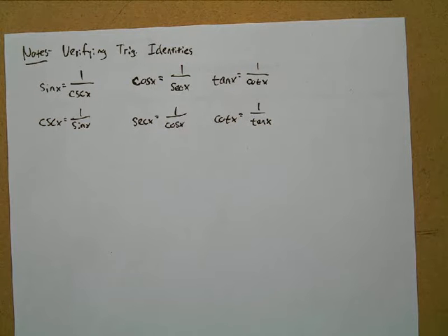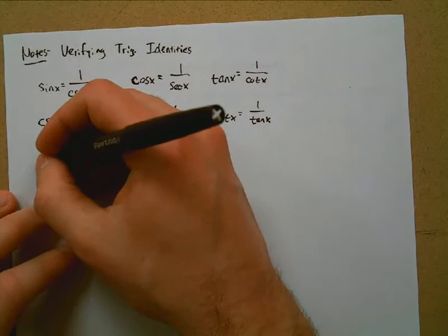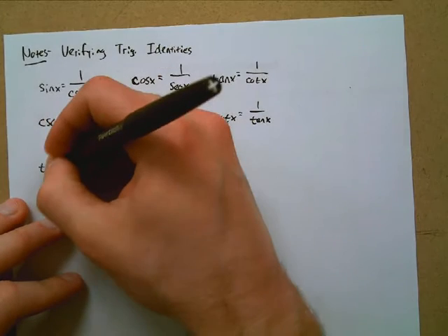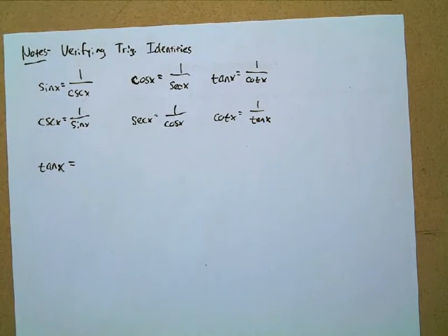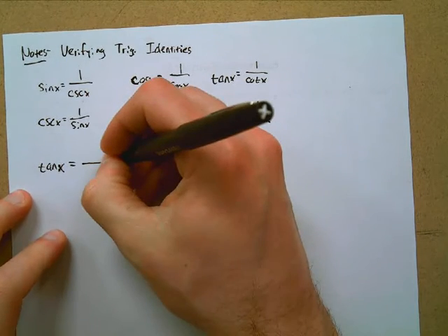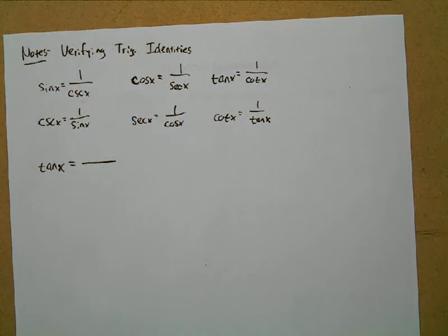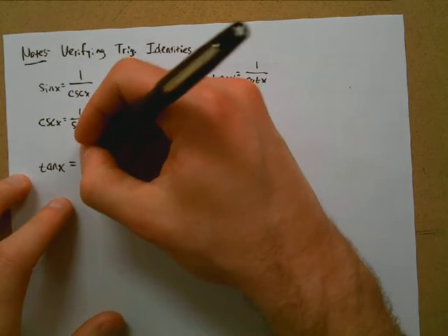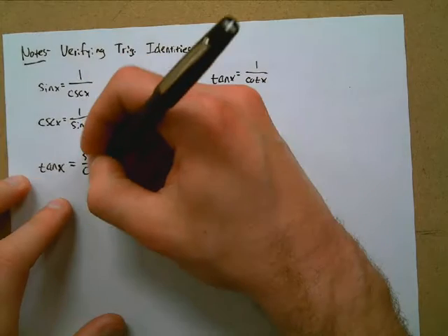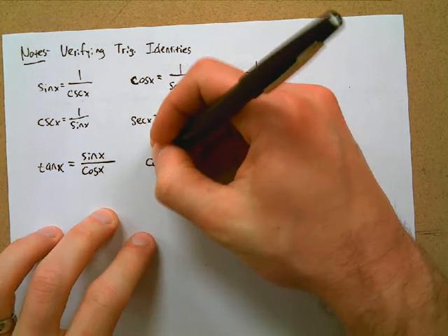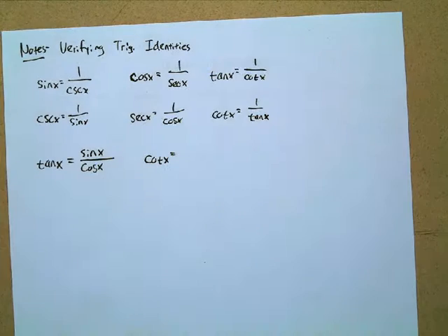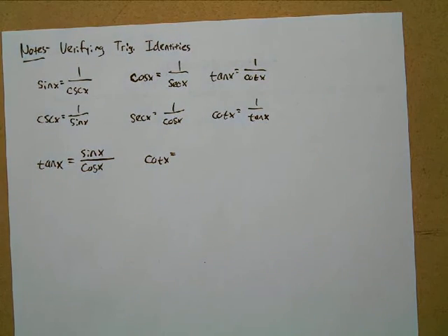And we also have 2 other identities for tangent and cotangent. If we remember that tangent of x is equal to a ratio of what 2 trig functions? What over what? Sine over cosine. And therefore, since cotangent is the reciprocal of tangent, what will its ratio be? What over what? Cosine over sine. Yeah, exactly right.